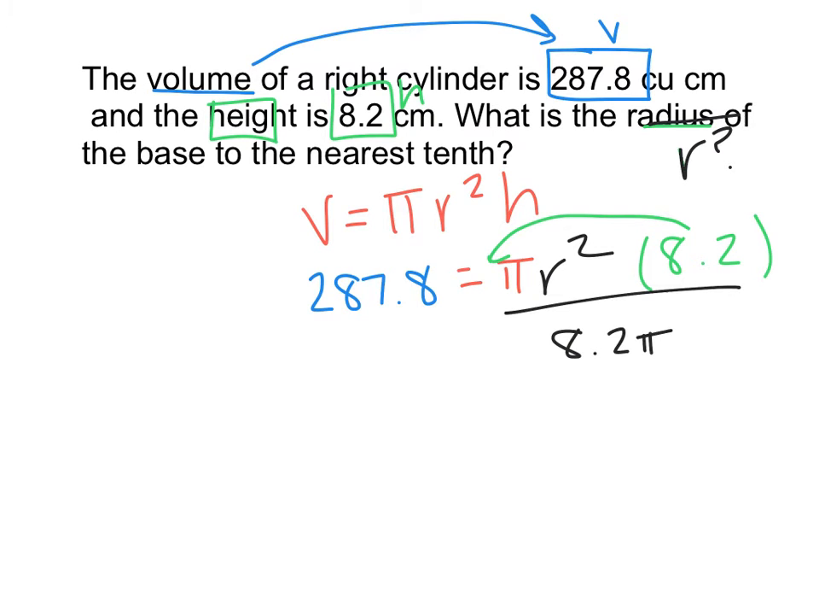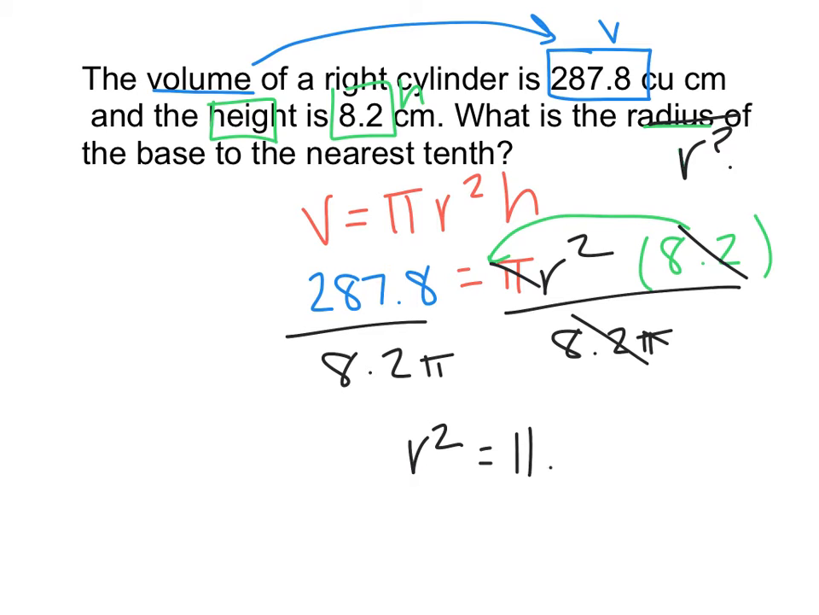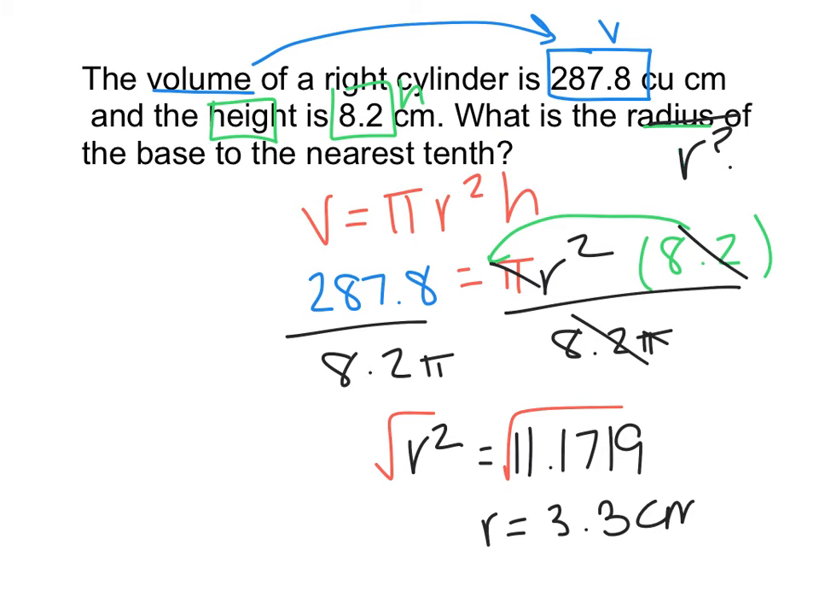Divide by 8.2 pi. Pi cancels, 8.2 cancels. And I should be getting 11.1719. So I get r squared equals 11.1719. You know how to get rid of a square by now. I just take the square root. And I get r equals 3.3 centimeters. And that's your final answer.